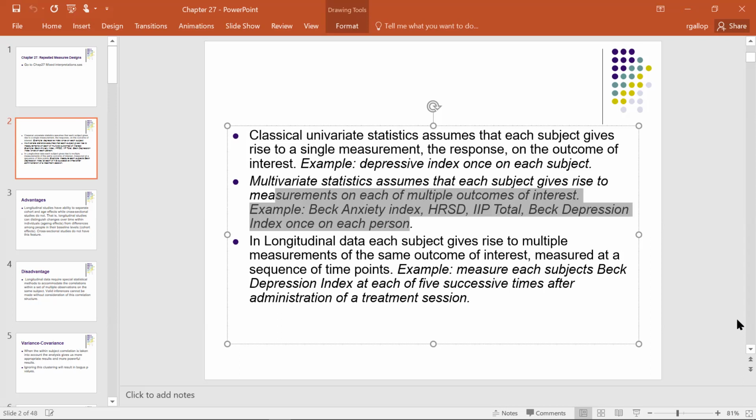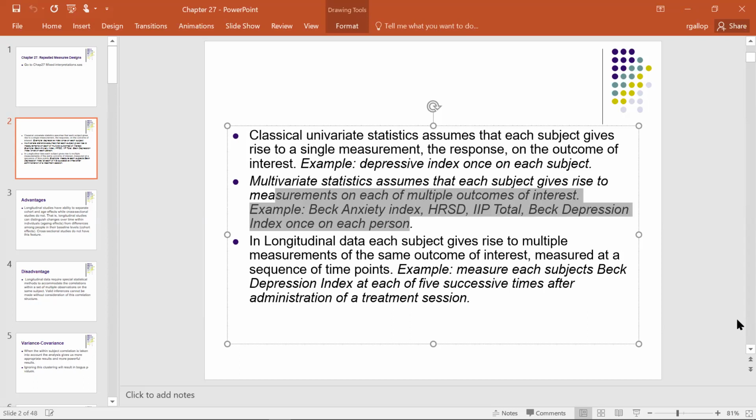What we're looking at is the situation with the third bullet. Each subject gives rise to multiple measurements of the same outcome of interest, measured at some kind of timing point. For example, measure each subject on the Beck Depression Index at 5 consecutive sessions after administration of the first treatment. That's the typical longitudinal data that you will see a lot of times.